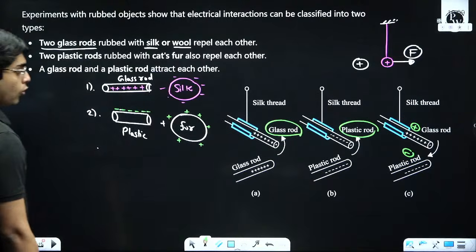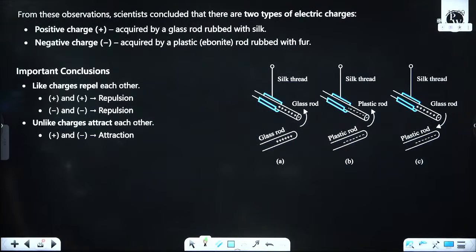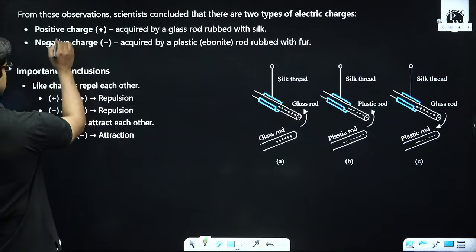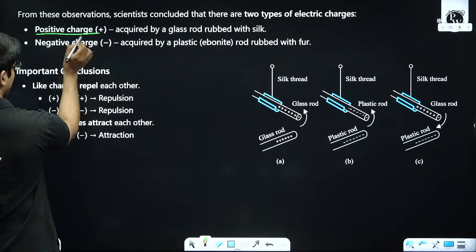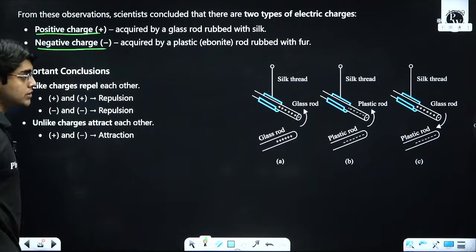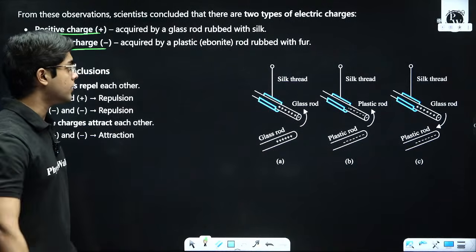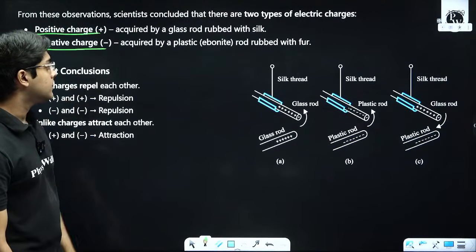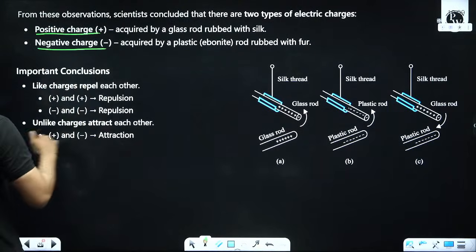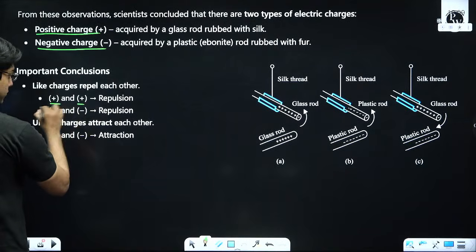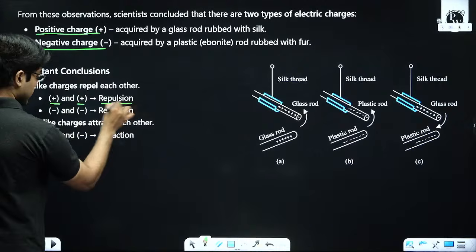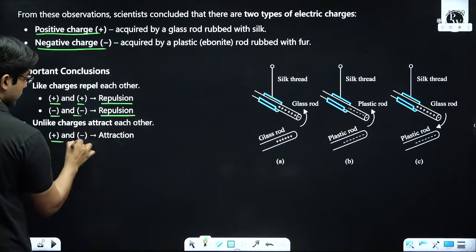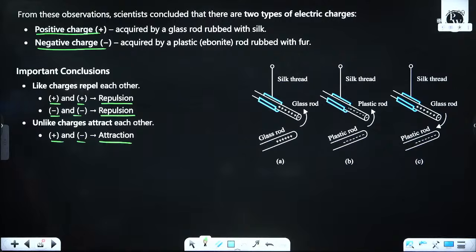Then what happened was, scientists concluded that there are essentially two types of electric charges. One type was called positive charge and the other one negative. This was randomly allocated; there's nothing special about positive or negative. And this was observed in the experiment: positive and positive charges repel, negative and negative also repel, and positive and negative attract. Unlike charges attract each other. So that is it.